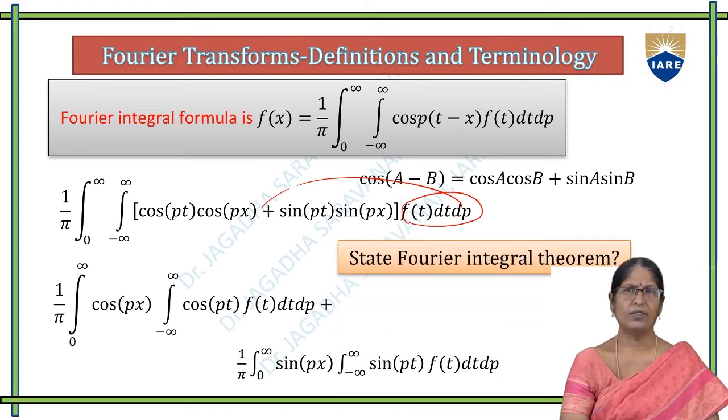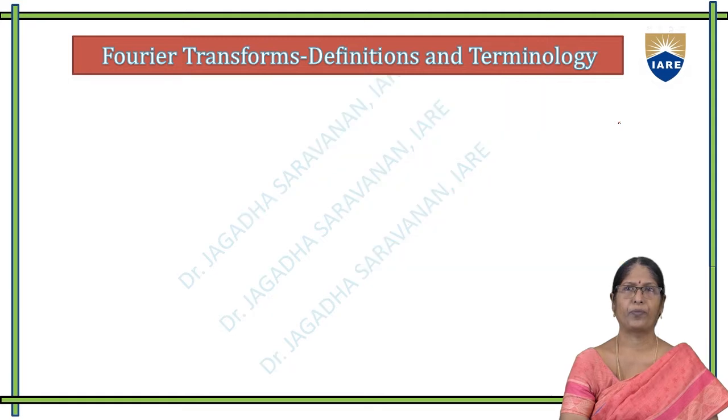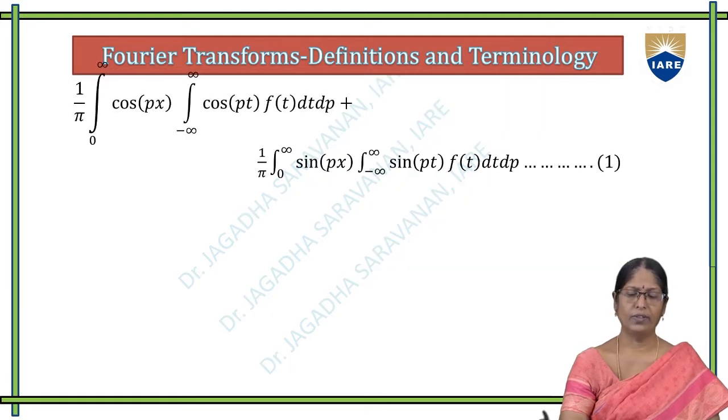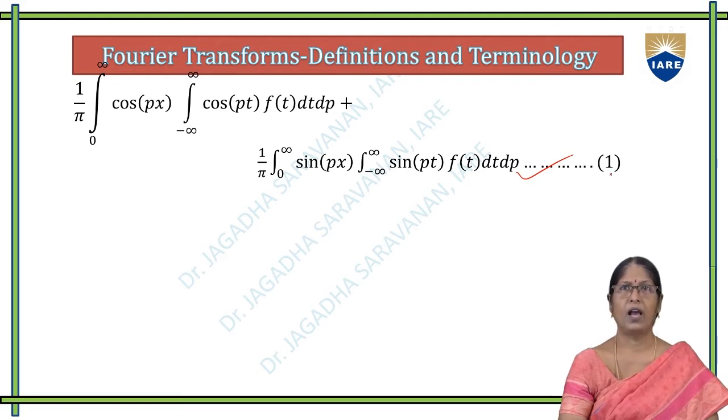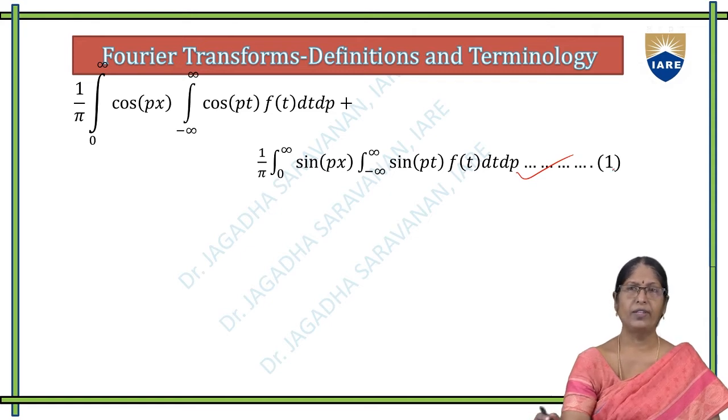So what question can we expect from this slide? State the Fourier integral theorem, that formula we can write. This is the explanation of the previous slide, which we obtained after substituting the trigonometric formula. This equation we are naming as 1.